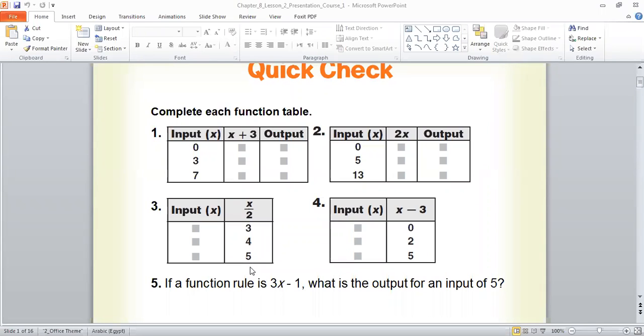The next one, if I have x equal to 5. Who can solve that? I will select another one. Ammar.